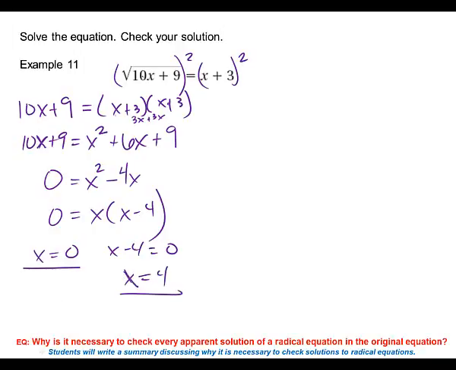So I put in a 0. So that would make 10 times 0 is 0. Plus 9 is 9. What's the square root of 9? 3. 0 plus 3 is? 3. So does 0 work? 0 is a good answer.